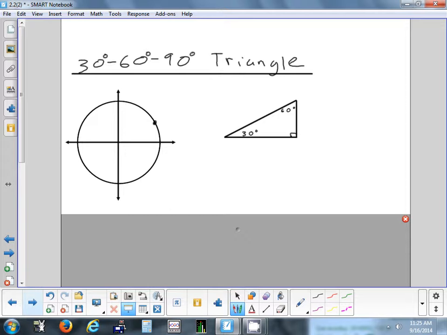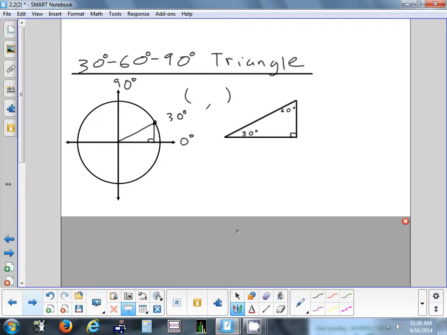So next we're going to move on to the 30s and the 60s. To do this one, we can't look at a 45, 45, 90. We need the 30, 60, 90 right triangle. This is 0. This is 90. 30 degrees would be about a third of the way towards 90. So what I need to figure out is how long is the base of that triangle and how tall is it? The base will be my x, the height will be my y. So that's what we need to figure out.